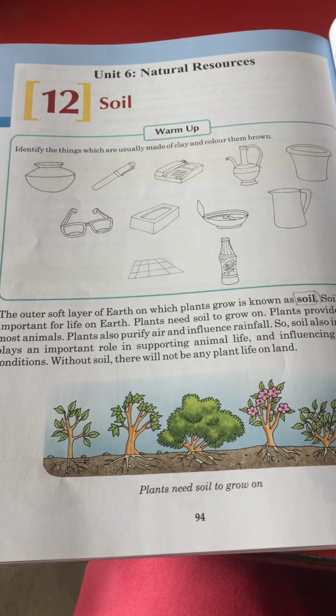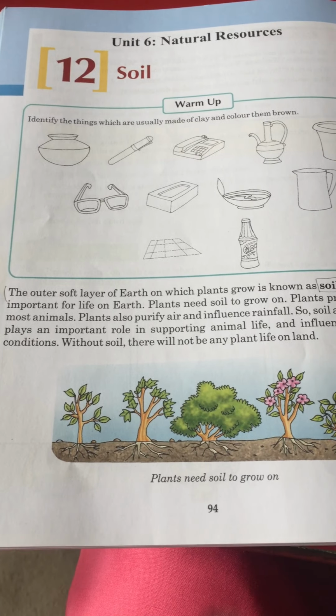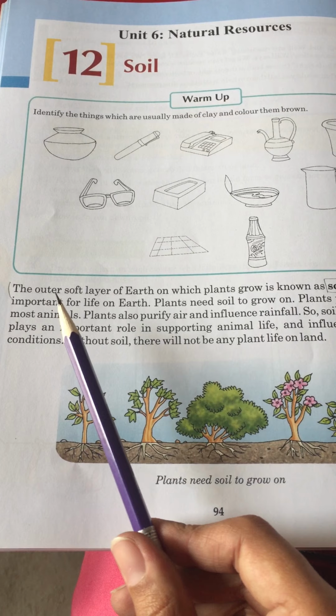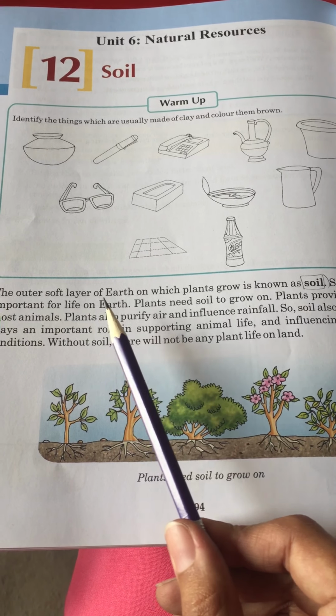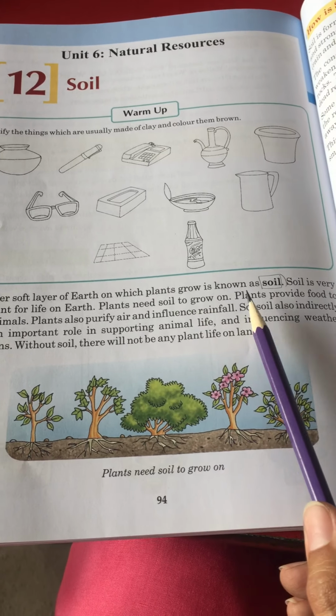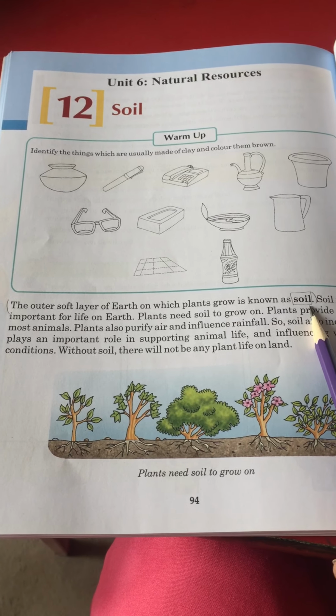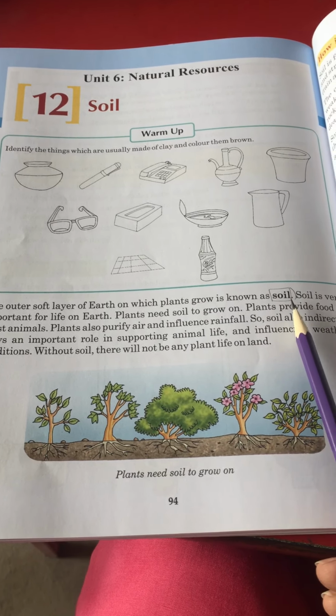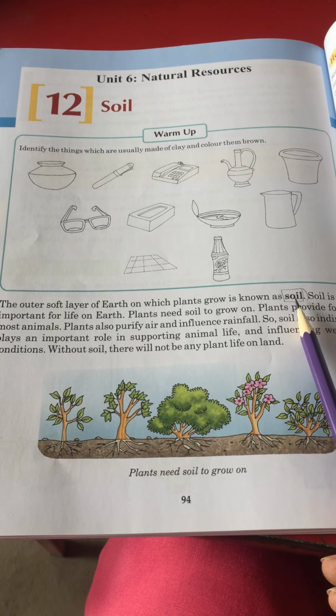Next we are going to do our reading of page number 94. Here is the first line. The outer soft layer of earth on which plants grow is known as soil. This is the definition of soil. You have to learn this definition.